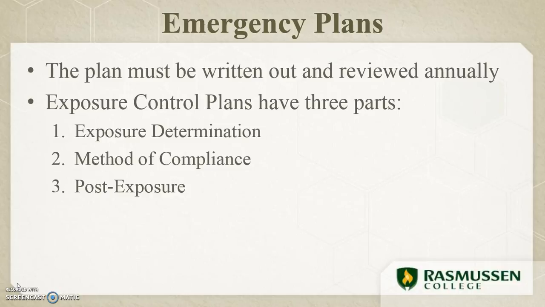An exposure control plan must consist of 3 different parts. It must have an exposure determination, a method of compliance, and a post-exposure follow-up. So when we talk about exposure determination, that is a list of jobs within the office that are at risk for exposure to potentially infectious materials. The method of compliance is a specific set of measures that are used to reduce the risk of exposure. And post-exposure follow-up is obviously the follow-up and evaluation that takes place after an exposure.